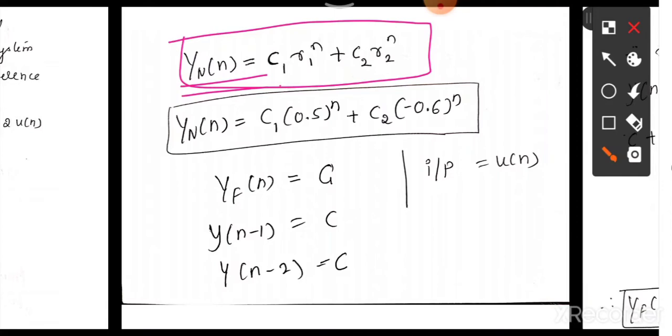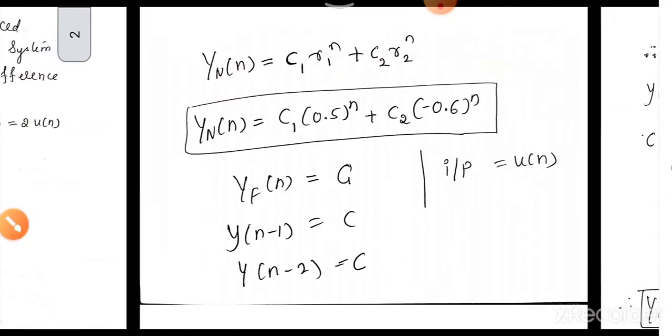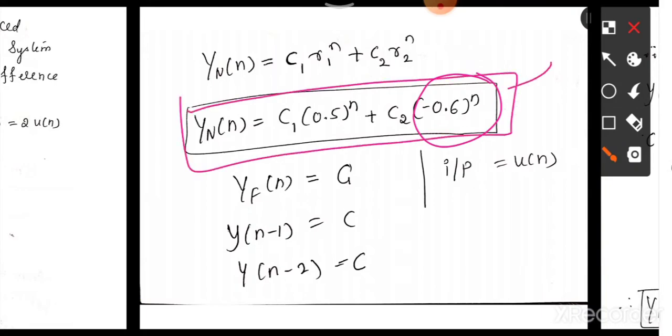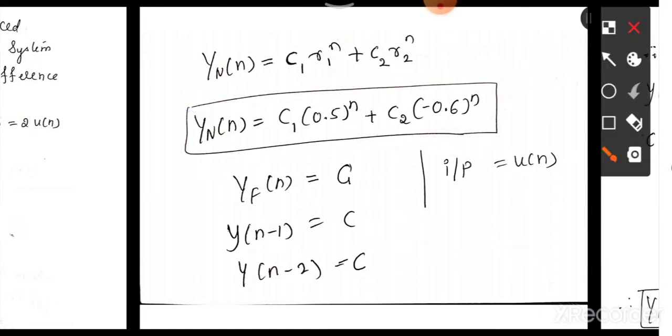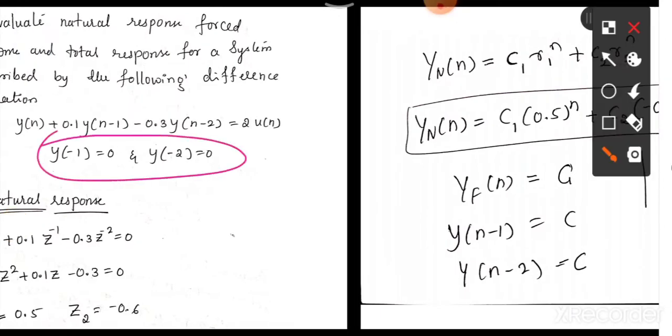Now yn of n will be equal to c1, c2 being constants we are supposed to calculate, with r1 is 0.5 raised to n plus c2 times r2 is minus 0.6, so substitute: minus 0.6 raised to n. This is your natural response. Keep it aside. Now don't go for calculation of c1 and c2. This is a slight change from what I said. When we have the natural response c1 0.5 raised to n plus c2 minus 0.6 raised to n, don't calculate the constants using the initial conditions, because these initial conditions are based on the total response.